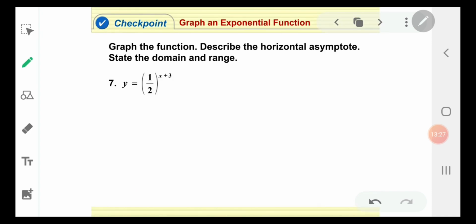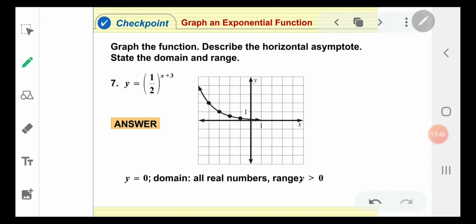Now it's your turn. Try to get your square paper, your pencil, a ruler, and try to graph this one, keeping in mind that adding 3 to the exponent means this graph is going to be shifted 3 units to the left. And here is the correct graph. You might need to check your graph. Inshallah, you all did it correctly.